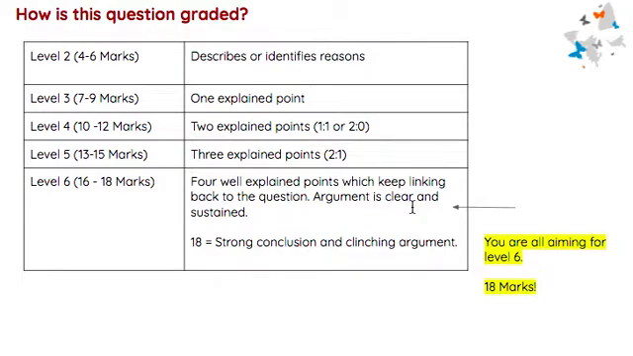If your writing is clear, your argument is clear and sustained. The word sustained means that you stick to your point from beginning to end and you don't change your viewpoint. Okay, it's not a very strong argument if you change your viewpoint halfway through. And then finally, to get 18 marks, you need to have a strong conclusion and a clinching argument. Now, when I show you the model answer in a second that a student has written, I will highlight to you why it is a clinching argument and how you write a clinching argument.